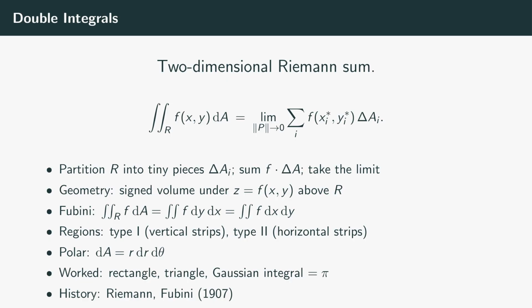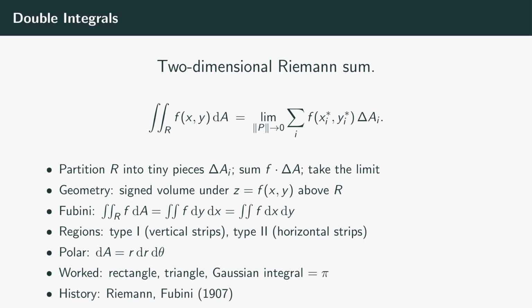The Riemann integral, the limit of sums, the sum of f of x sub i times delta x sub i, which geometrically is the area under the curve y equals f of x. In two variables, the answer is structurally identical. Chop the region capital R into tiny pieces of area delta capital A, evaluate f at a sample point in each piece, sum f times delta capital A, take the limit as the pieces shrink.